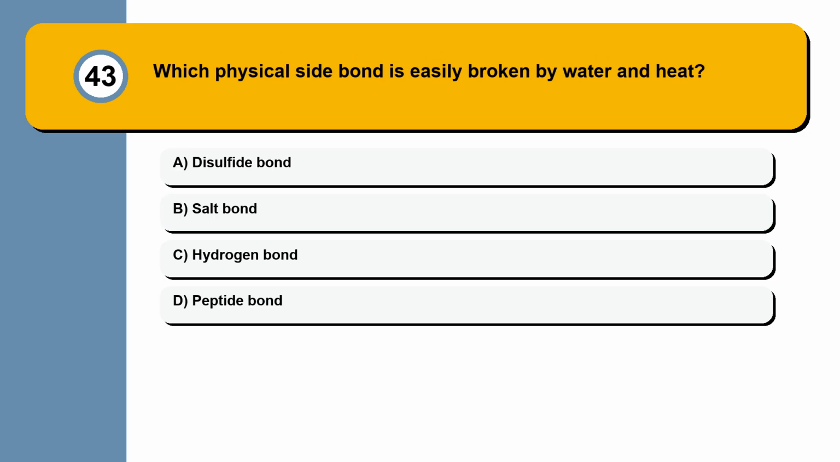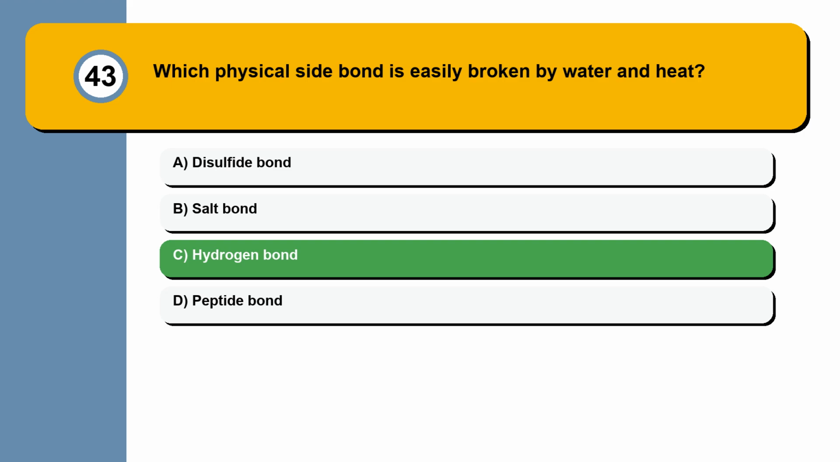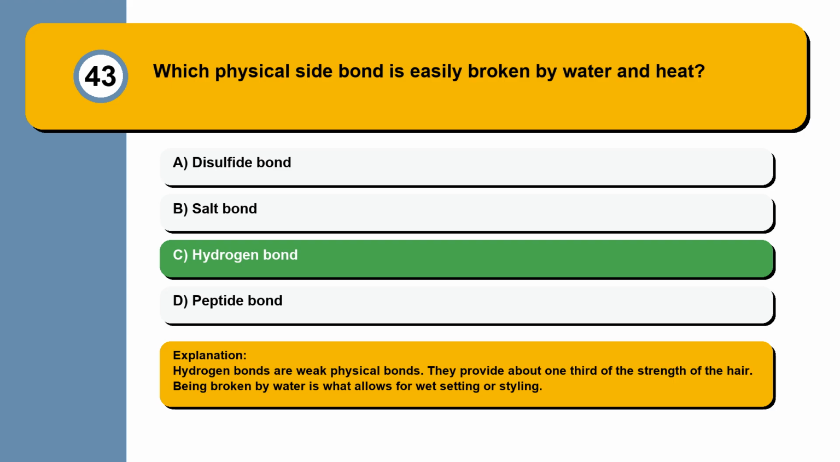Question 43. Which physical side bond is easily broken by water and heat? Disulfide bond, salt bond, hydrogen bond, peptide bond. Hydrogen bonds are weak physical bonds. They provide about 1/3 of the strength of the hair. Being broken by water is what allows for wet setting or styling.